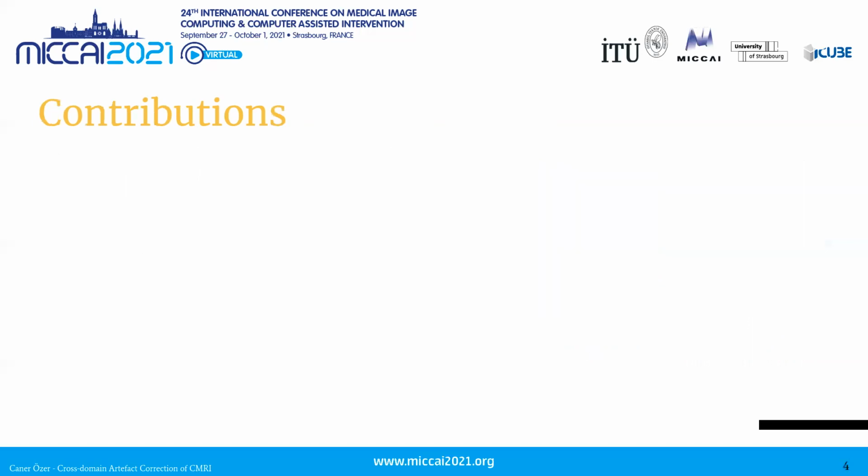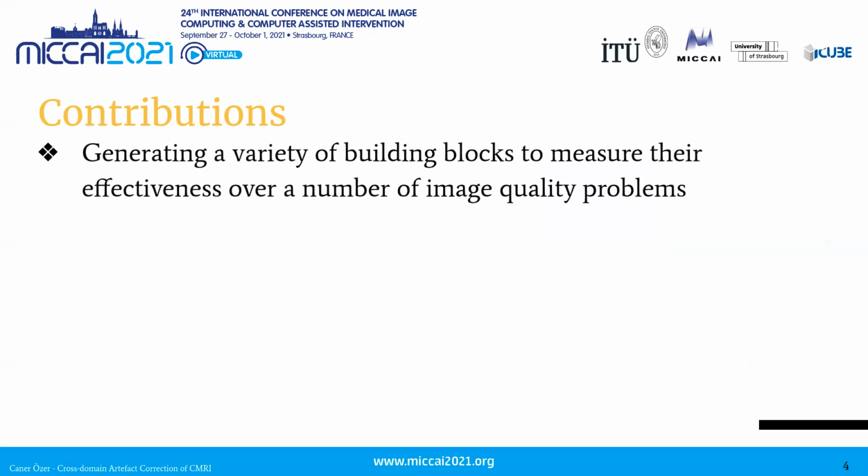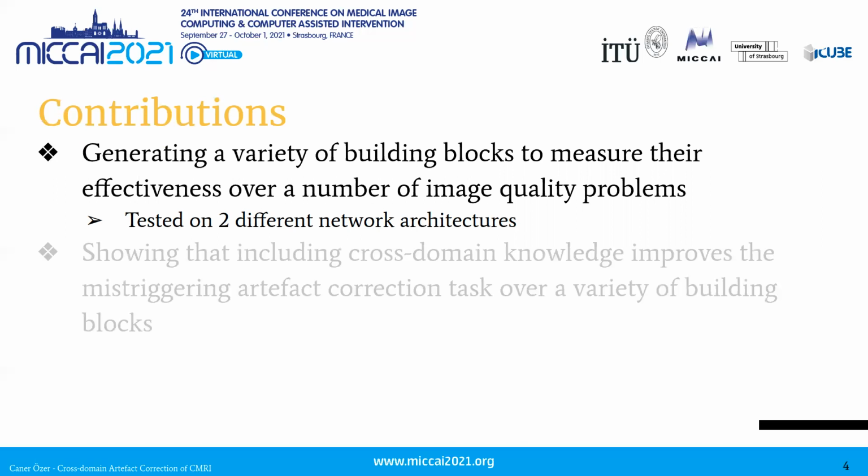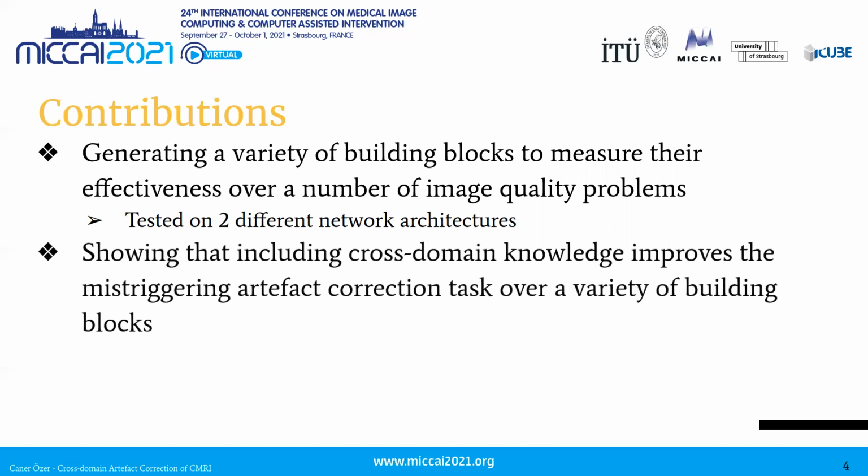Our contributions are as follows. First, we generate 4 different building blocks to measure their effectiveness over a number of image quality problems, such as image denoising and mistriggering artifact correction. We then test them on 2 different network architectures which resemble UNet and DnCNN. Then we show that the building block, which involves processing on both image and k-space representations, improves the mistriggering artifact correction task after comparing it with 3 other building blocks.